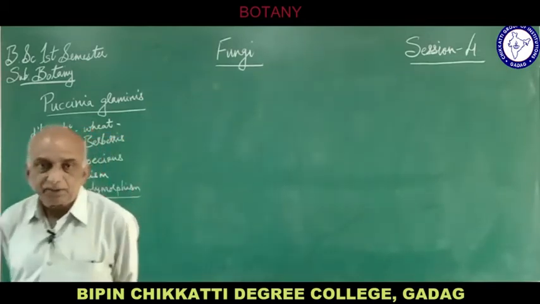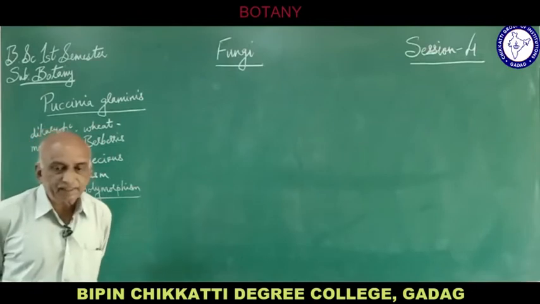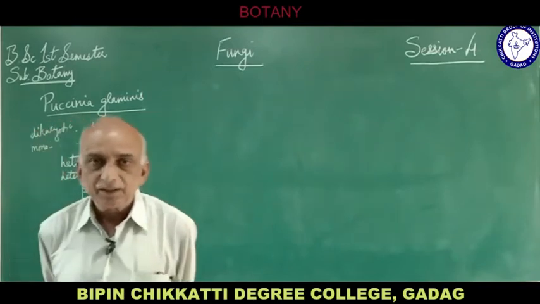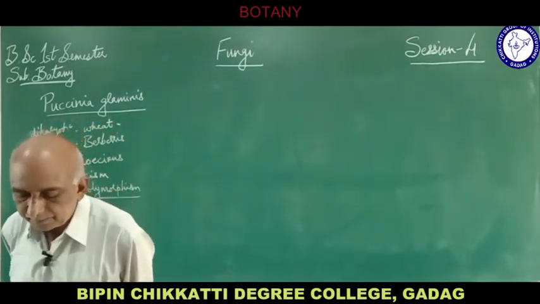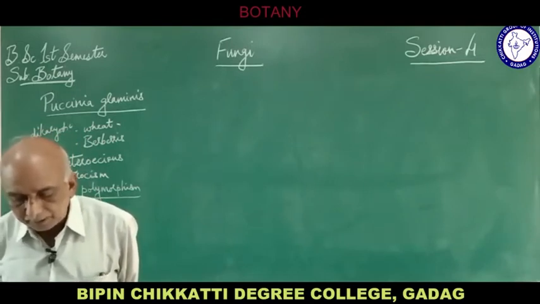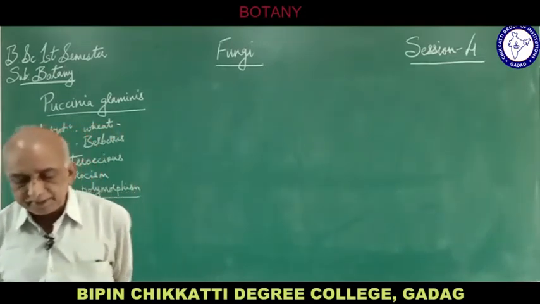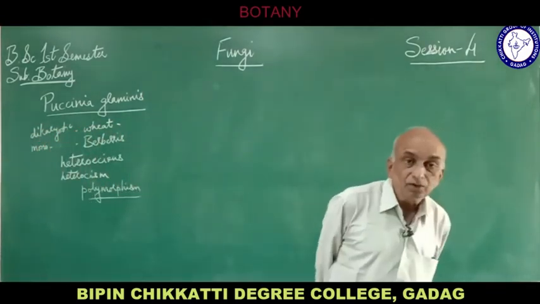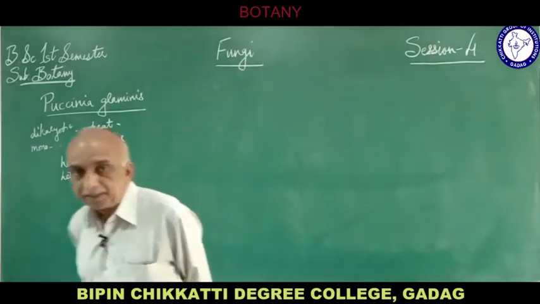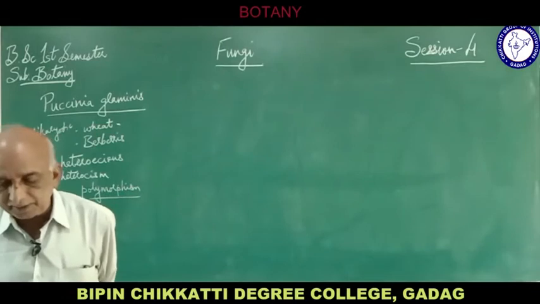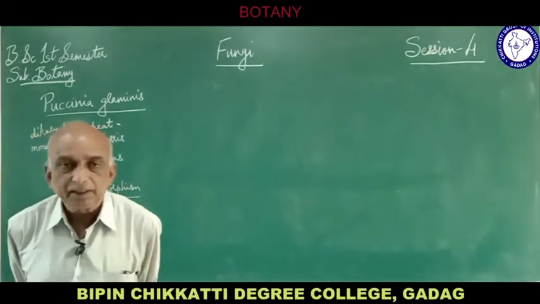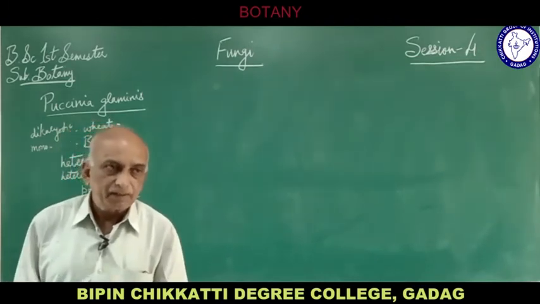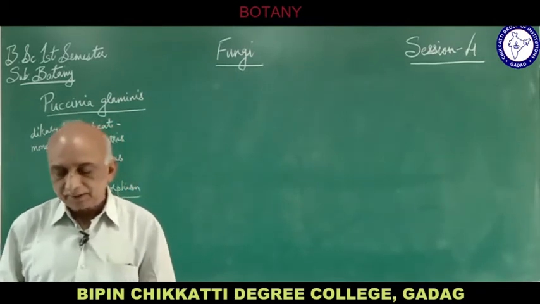Puccinia is also called a heteroecious fungus because it has two types of mycelium, seen in two types of hosts. As it completes its life cycle on two hosts with primary and secondary hyphae, it is referred to as heteroecious fungi. And it is also called a polymorphic fungus because it produces various types of spores in its life cycle.